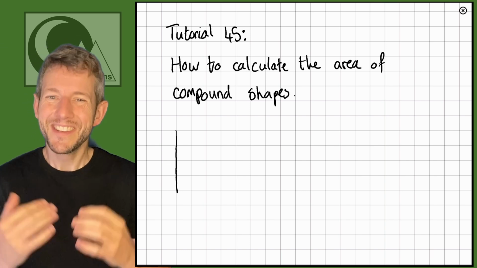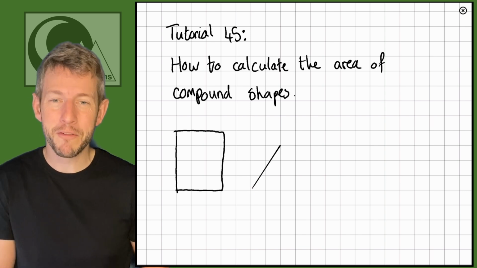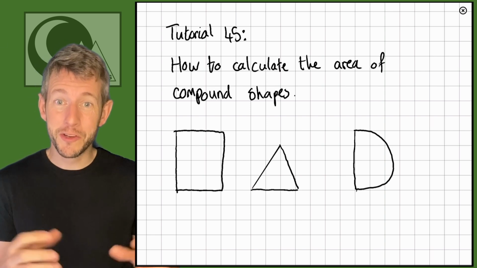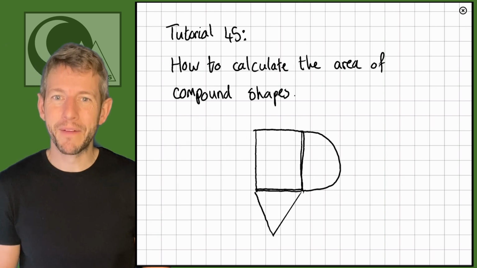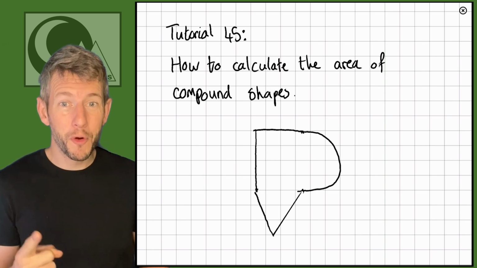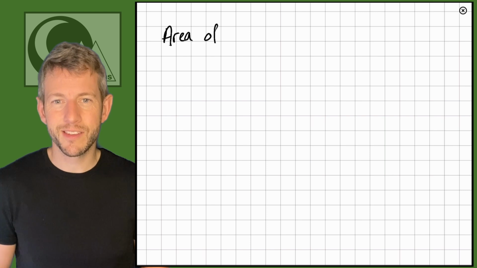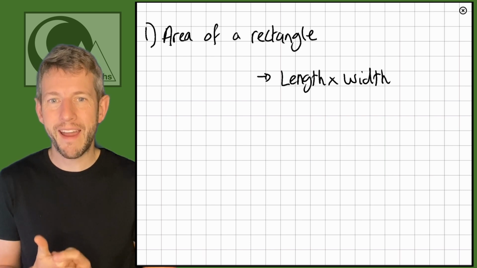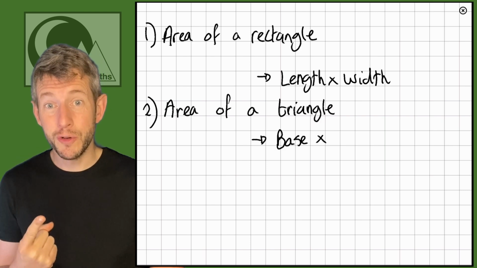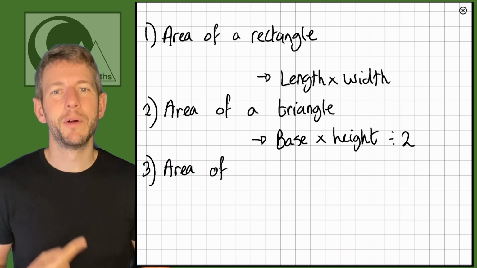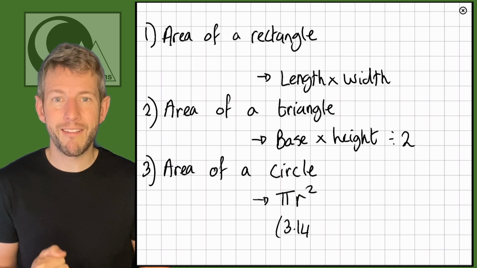Welcome to tutorial 45 on how to calculate the area of compound shapes. So this topic is all about finding the area of shapes and then adding those shapes together to find a bigger area. Before we begin, you're going to need to make sure that you know three key things: 1, how to find the area of a rectangle, 2, how to find the area of a triangle, and 3, how to find the area of a circle.